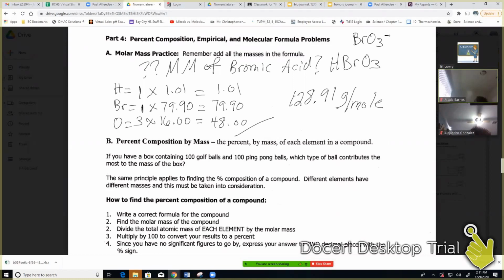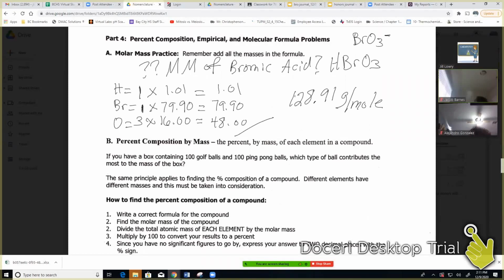So just like if I took 100 ping pong balls and 100 golf balls, I may have 100 of each, but which one's going to contribute a lot more to the mass? The golf balls. One golf ball is a lot heavier than one ping pong ball. Same thing in this compound. I may have 20 hydrogens in some formula, but all it does is take one oxygen or one bromine, and it comes and cancels that out, and then they don't contribute as much.